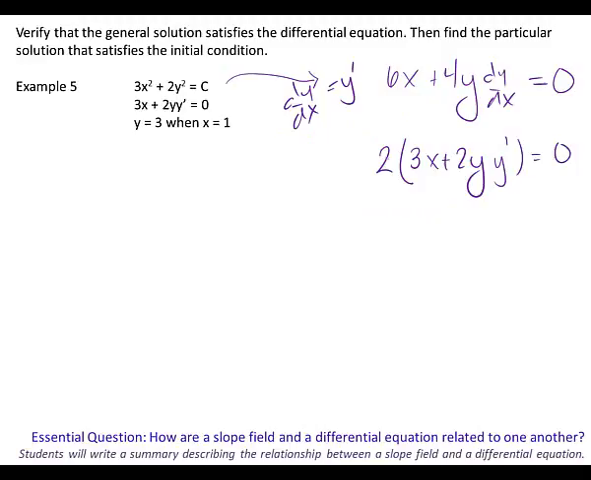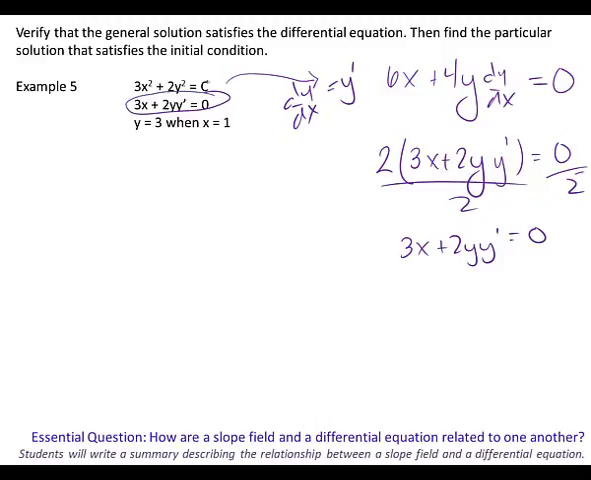Okay? Alright, what are we going to do with this 2? No, we just factored it out. Divide it to the other side, right? So you've got 3x plus 2y times y prime equals 0. Did we prove that this worked? Yeah, we got that.